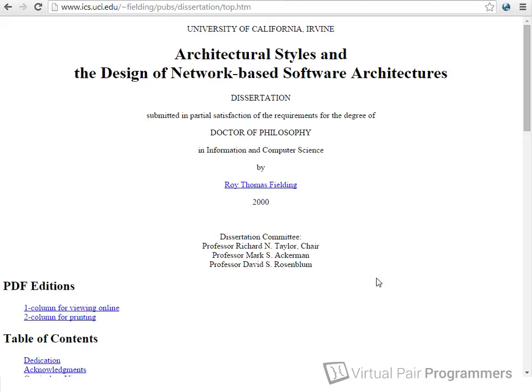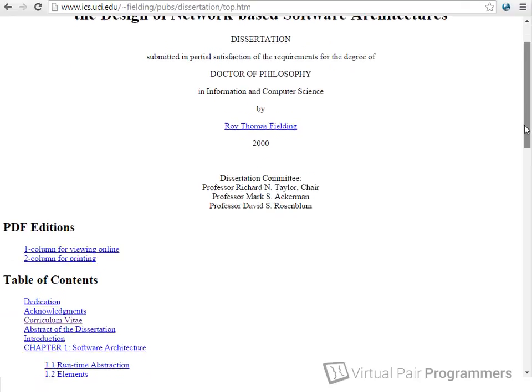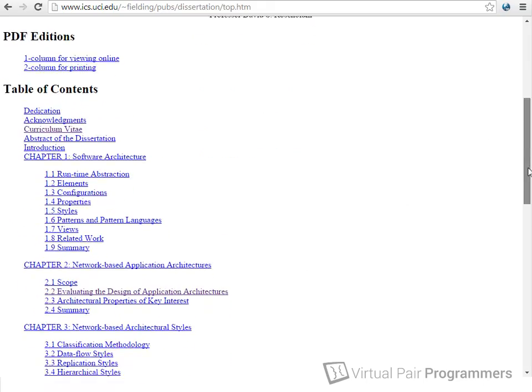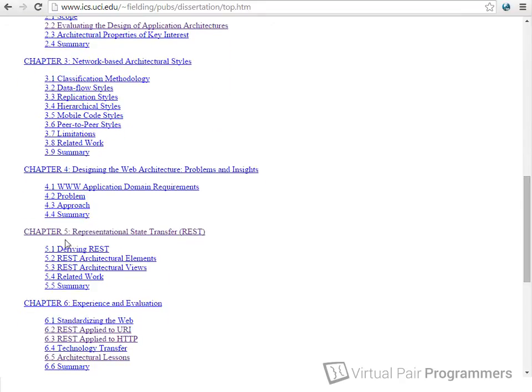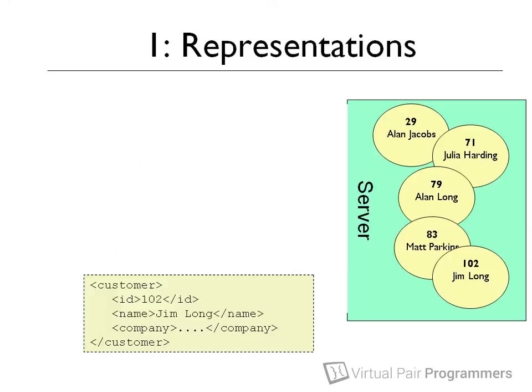So you don't need to read that document, but we're going to summarize the major aspects of this architectural style that is called REST. One of the chapters, chapter 5, is where he defines the term REST. And I think I would describe REST as being his definition of the key features that a well-designed distributed architecture should have. Key feature number one is what he called representations.